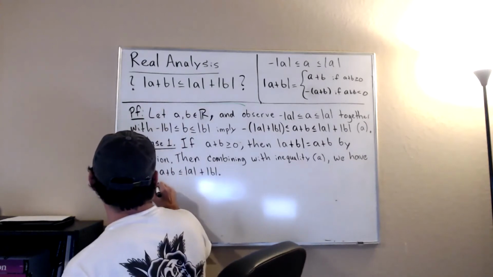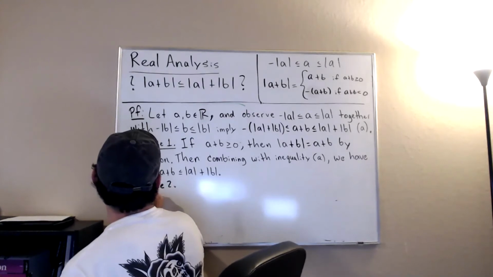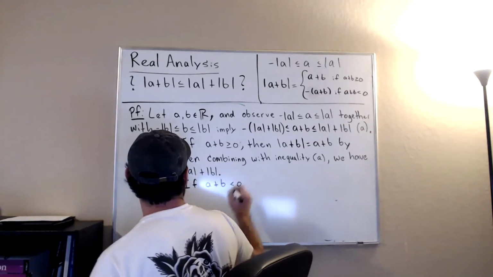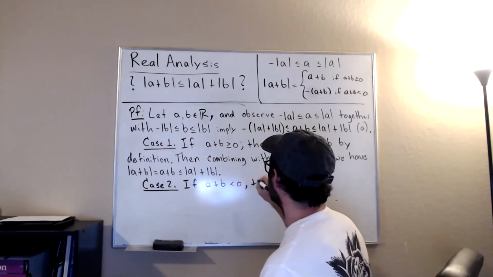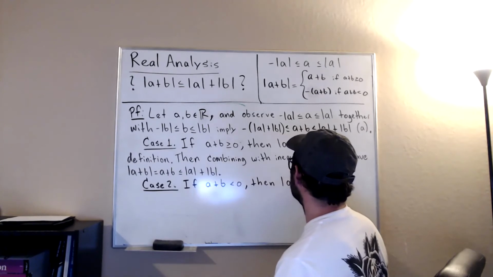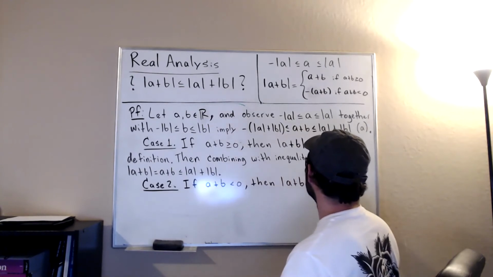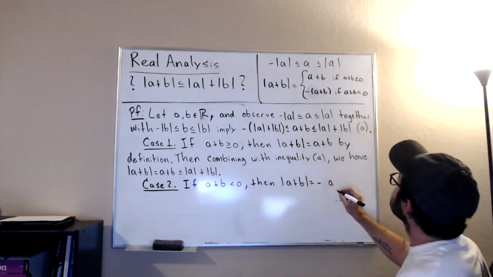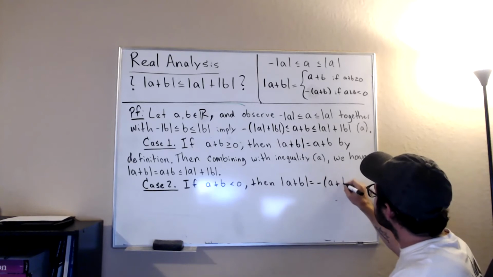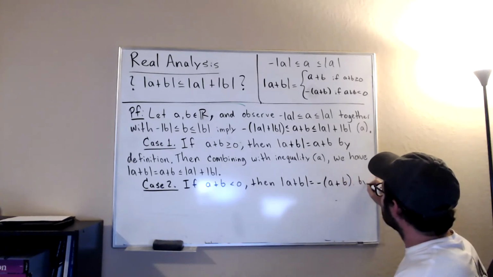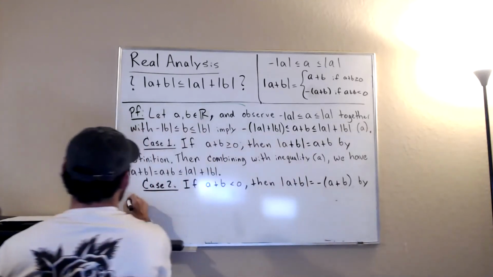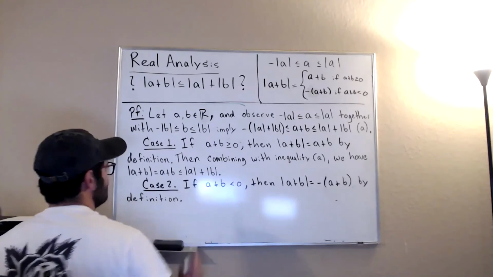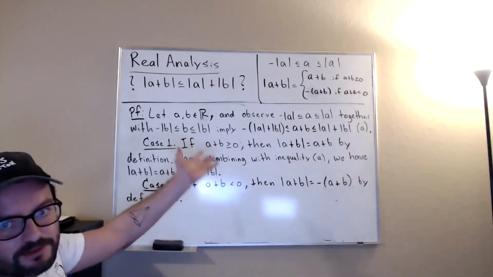Then case two. If A plus B is strictly negative, or is less than 0, then the absolute value of A plus B is equal to the negative of the quantity. And this is again by definition. Okay? That's just the definition of the absolute value.